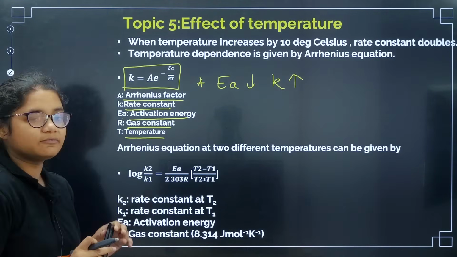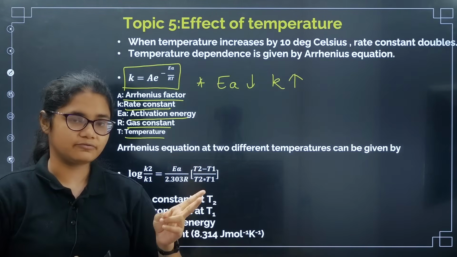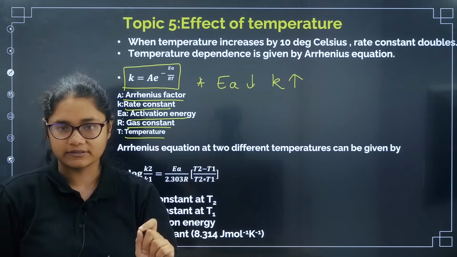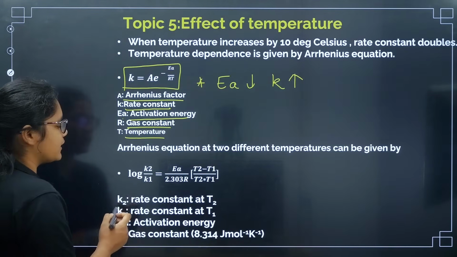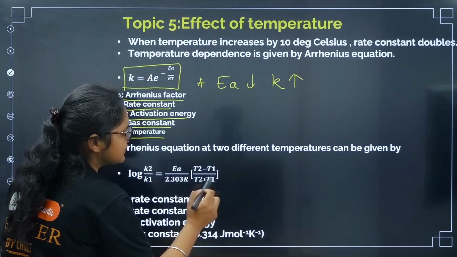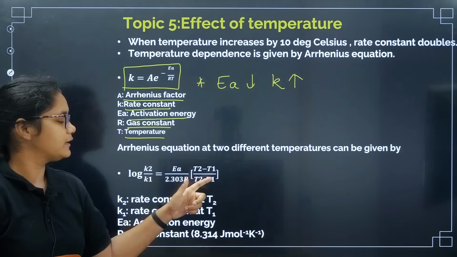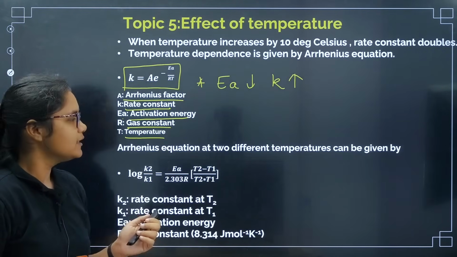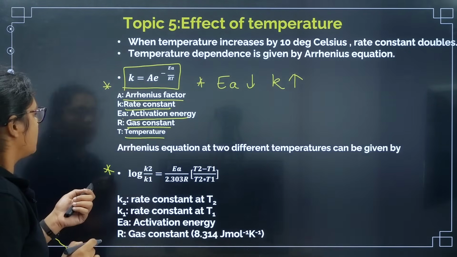Now, if we have two different temperatures, when we increase the temperature, the rate constant increases. So when we have two different temperatures, T1 and T2, at T1 the rate constant is K1, at T2 the rate constant is K2, then how do we calculate the activation energy? So that is the formula here: log K2 by K1 is equal to Ea by 2.303 R into (T2 minus T1) by (T2 into T1). So here T2 and T1 are the temperatures and K1, K2 are the respective rate constants. Ea is the activation energy. So this formula is also very much used.